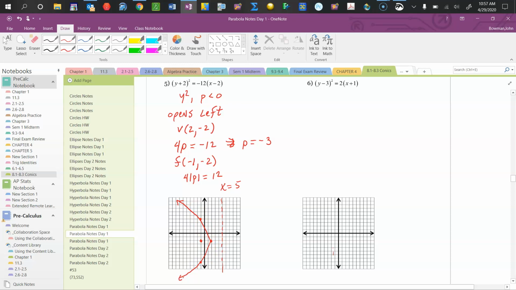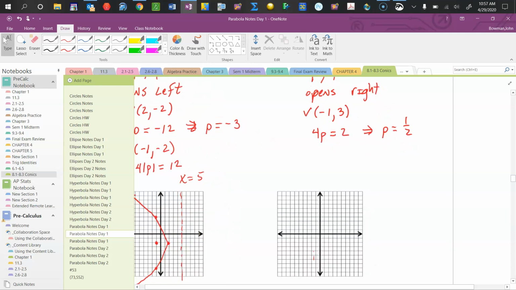Fairly straightforward. All right, take a look at one more problem, and then we'll move on to completing the square. So in problem number 6, I notice that the y term is squared and p is greater than 0, so this opens in a positive direction and it opens right. I also notice that the coordinates of the vertex are -1, +3, and 4 times p is equal to 2, which means that p is equal to 1/2.